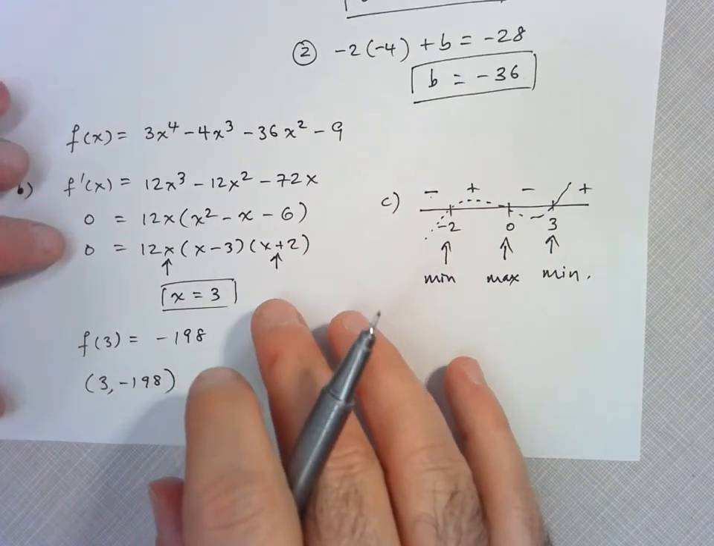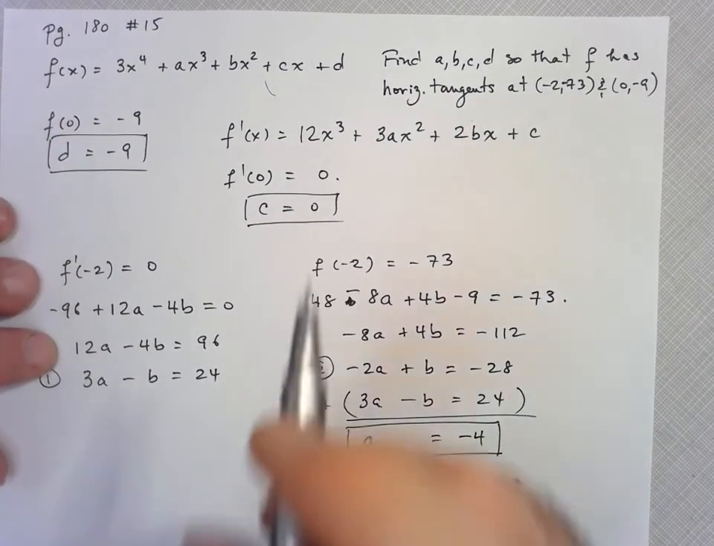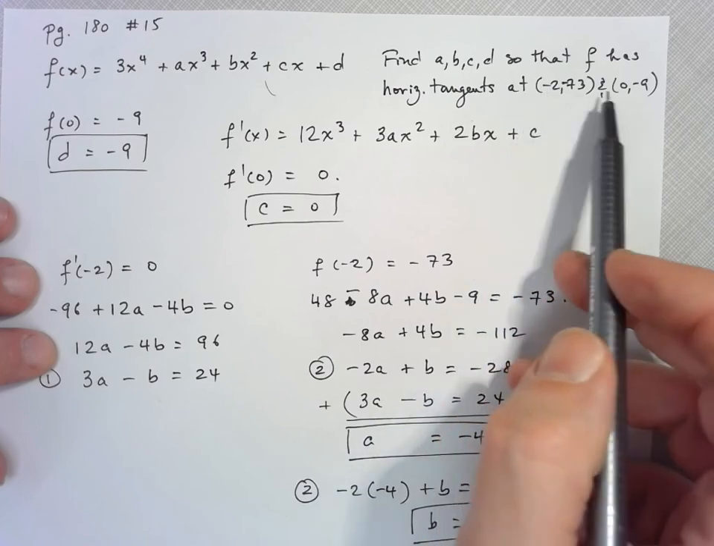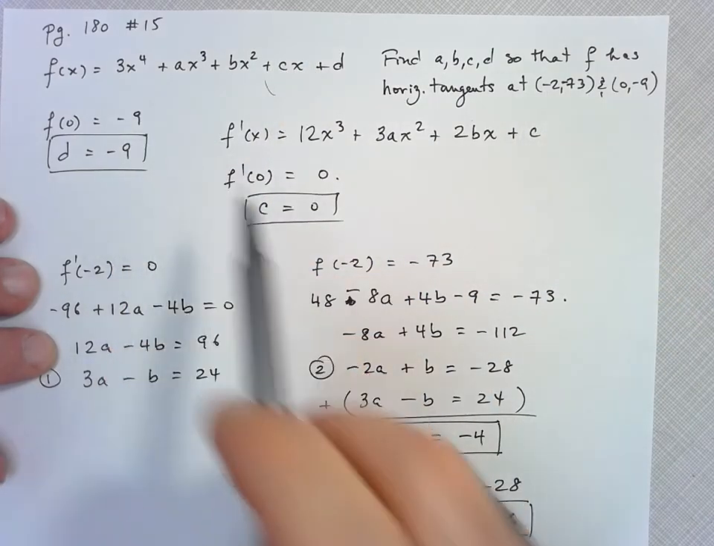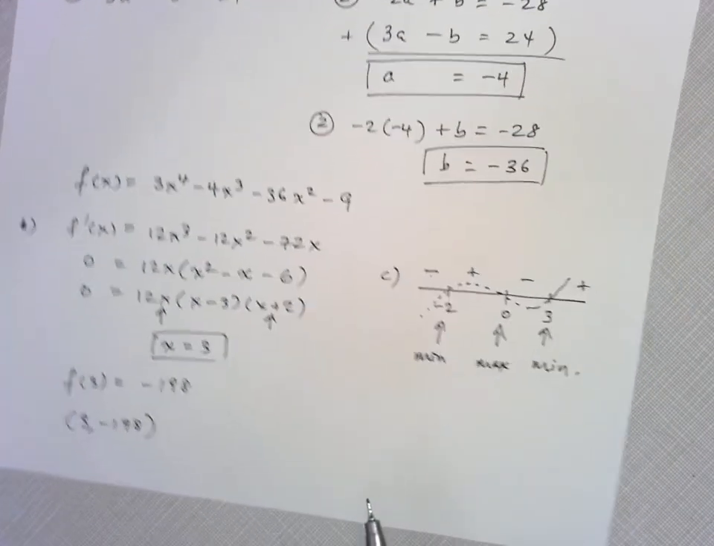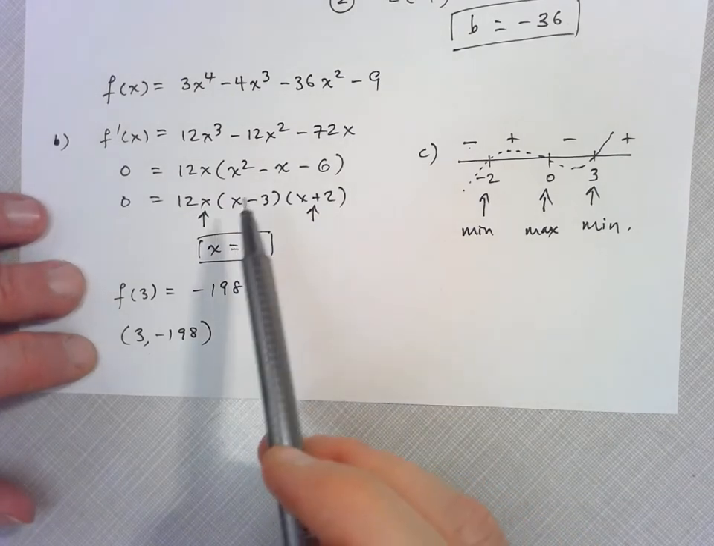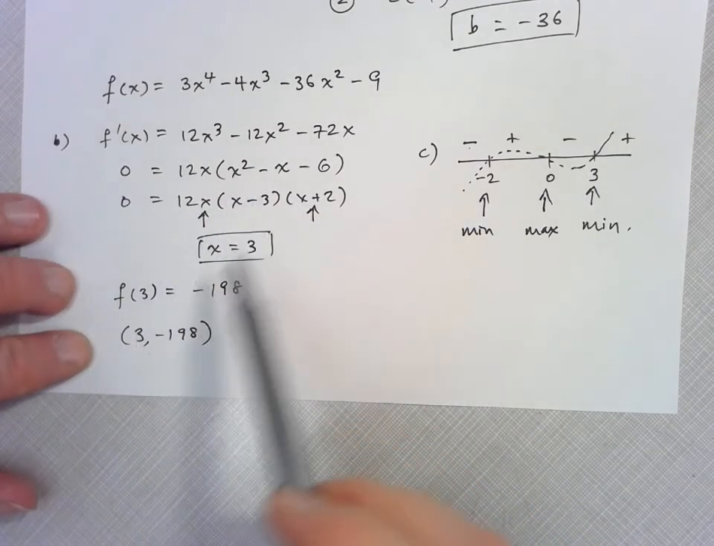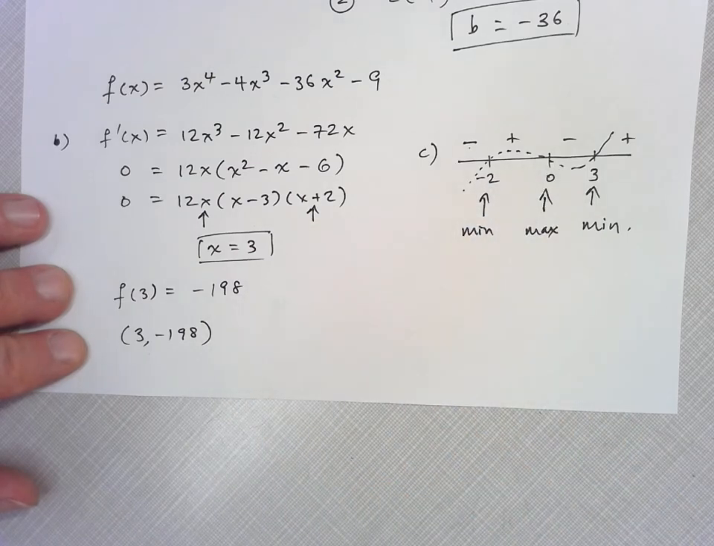So pretty long problem, lots of algebra to do. But just to do a quick recap: number one, use the pieces of information you have to determine the missing unknowns, and then from there use the information that you know in terms of factoring to find zeros of the derivative and finding the sign of the derivative to determine local maxes and mins. Okay, that's it for this one.